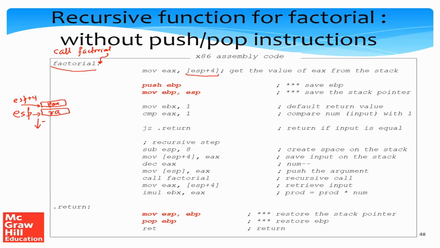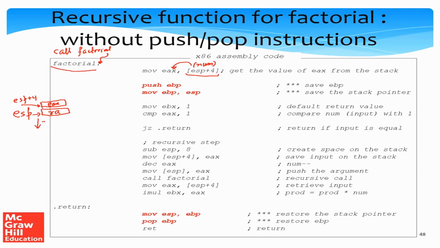Its contents would contain the value of EAX, which is essentially the value of the number, and this we can transfer to the register EAX. So let me repeat. Consider the function that is calling the factorial function. What is the last thing that it will do before calling? It will invoke the call instruction. What does the call instruction do? The call instruction decrements the stack pointer and pushes the value of the return address on the stack.